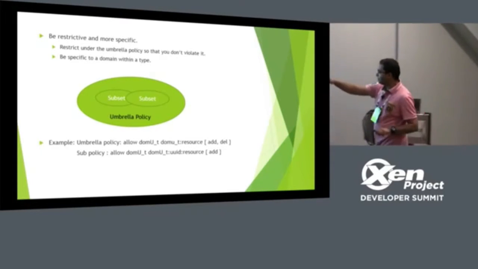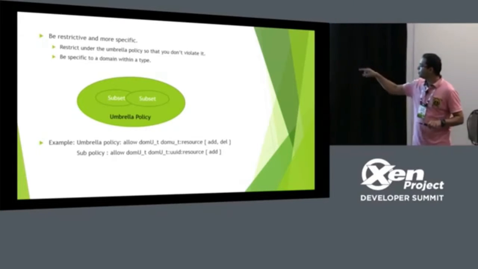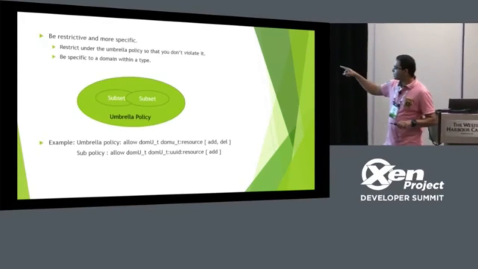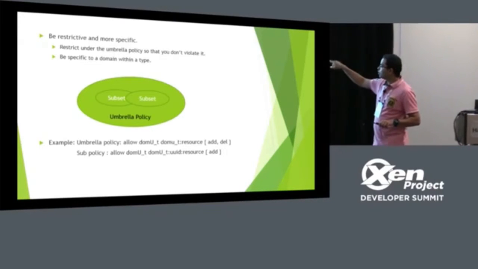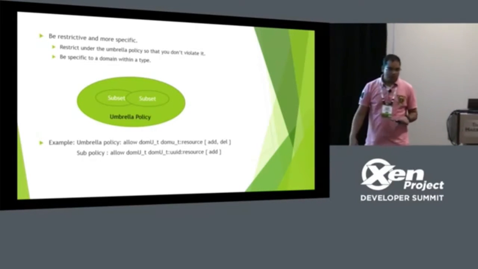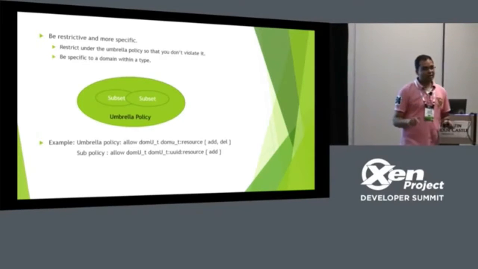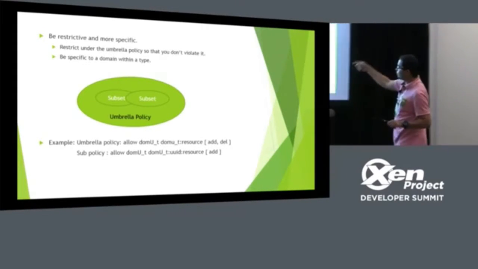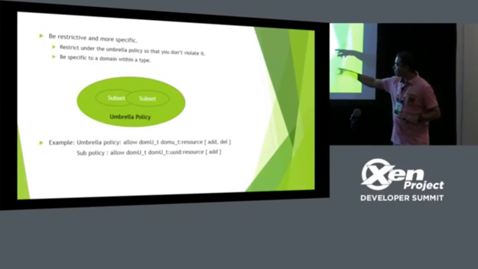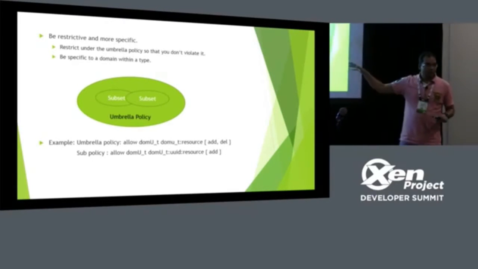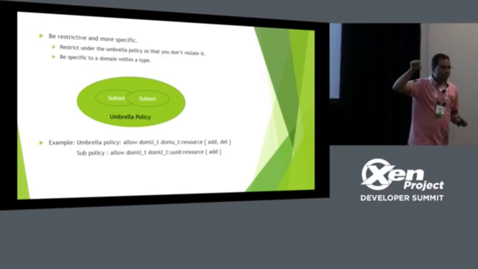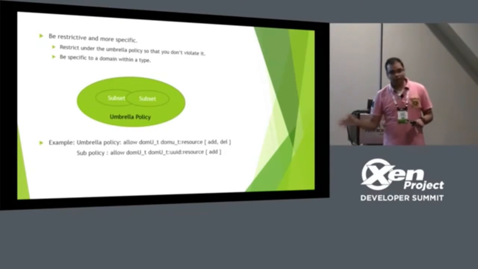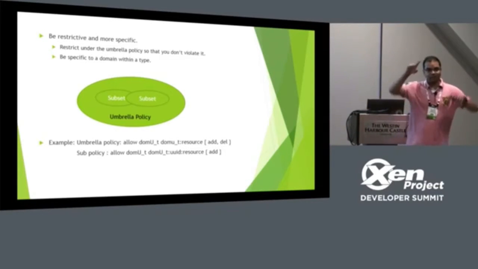So just to give an example, we have an umbrella policy where a domain belonging to DOM U type is allowed to add resources to another domain belonging to DOM U type, add and delete resources. But I want a domain which should only be allowed to add a resource, not delete a resource. So within this, I can formulate a subset of that policy which will be restrictive. I have an introspection domain which should be allowed only to access IOM resources, not to gain access to PCI. So I can have a subset within that umbrella policy.